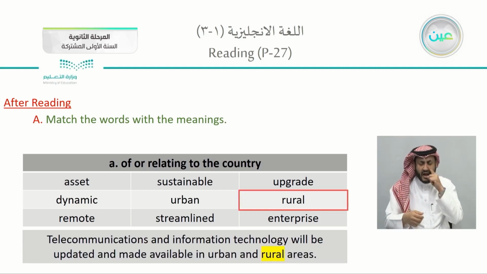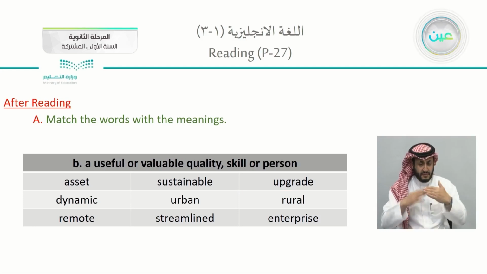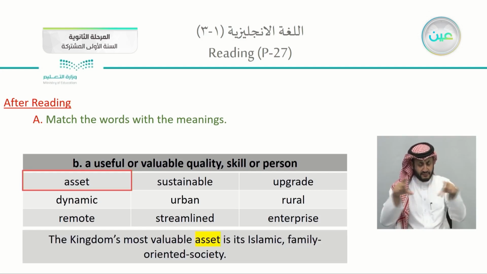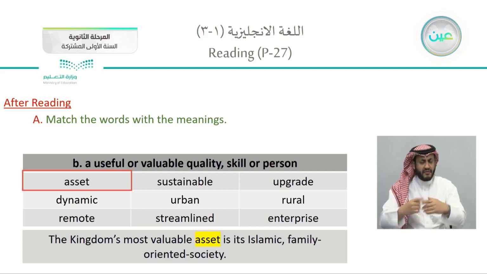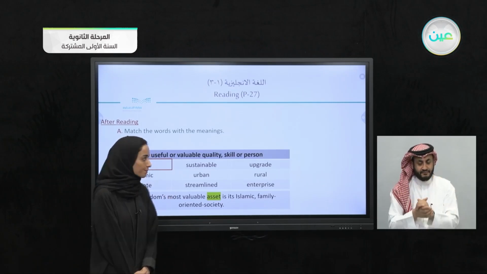Telecommunication and information technology will be updated and made available in both urban, related to the city, and rural areas, related to the country, away from the city. B, a useful or valuable quality, a skill or a person. When we're speaking about a useful or valuable quality, we're speaking about the asset. In the very first paragraph, the kingdom's most valuable asset is its Islamic, family-oriented society. So this is the most important thing that we've got, not the natural resources.